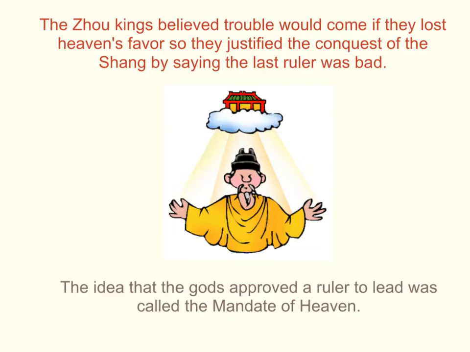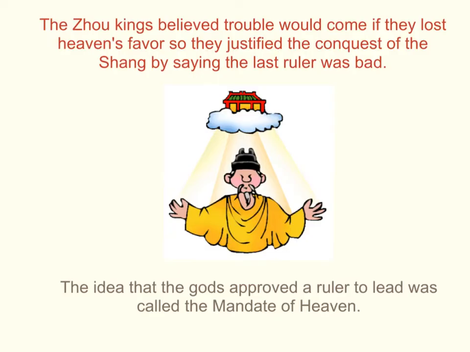Now the Zhou kings believed trouble would come if they lost heaven's favor. So they justified the conquest of the Shang by saying that the last ruler of the Shang was really bad and evil, and so the gods would give them the approval to take over. This is what we call the mandate of heaven.